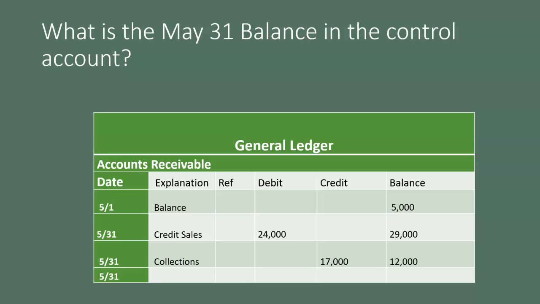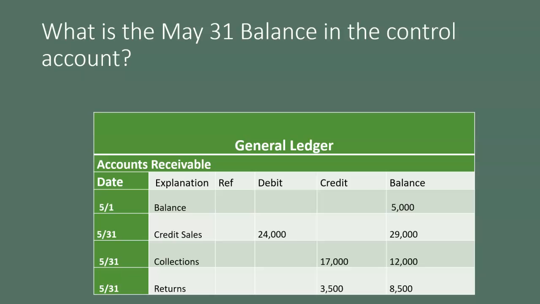And then our final type of transaction were these returns, right? Customers returned $3,500 of goods to us. So the ending balance in accounts receivable is this $8,500. That is the total amount that our customers owe us. Now, another way to find this $8,500 is to go back and add up the ending balance for Moreno Company, Perry Company, and Hayes Company. Those three ending balances will also add up to this $8,500.